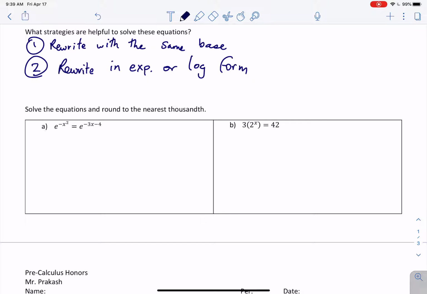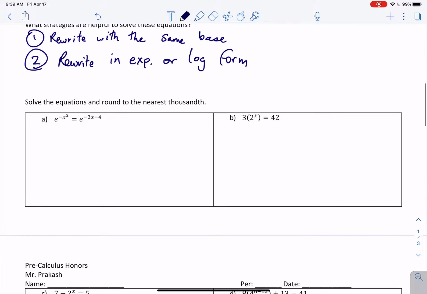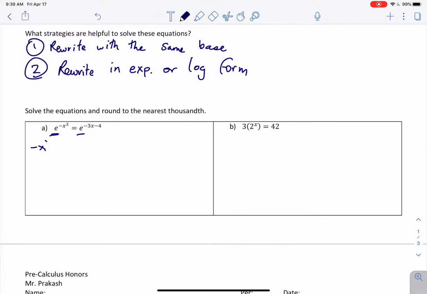We can also have a few more complicated equations to solve. So for example, in this one, we have e to the negative x squared equals e to the negative 3x minus 4. Well, we have e on both sides, so the bases are the same, which means we can take the exponents to equal each other. So we know negative x squared equals negative 3x minus 4.